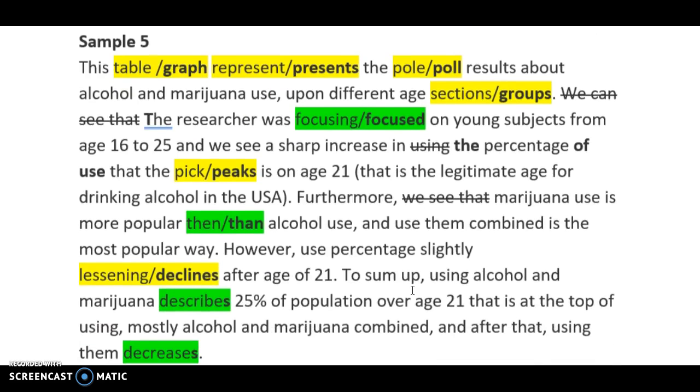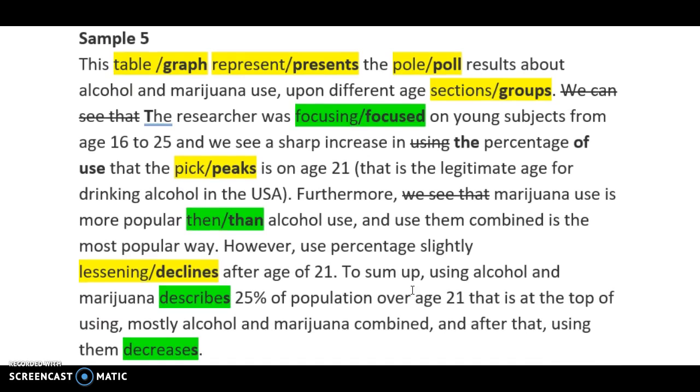Okay. Sample 5, what I've done is I've marked. Basically, we can see here that there are two main problems. Let's look at the language aspect here. Is it a table or a graph? It's a graph. Does it represent or does it present a poll? Second, different age sections or different age groups that pick or peaks.